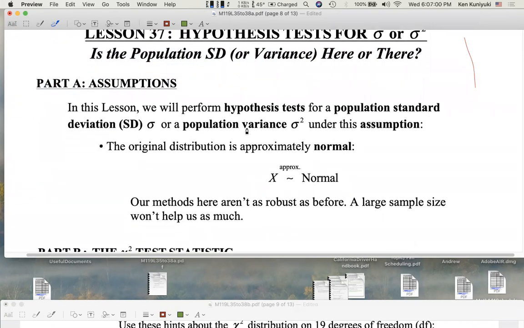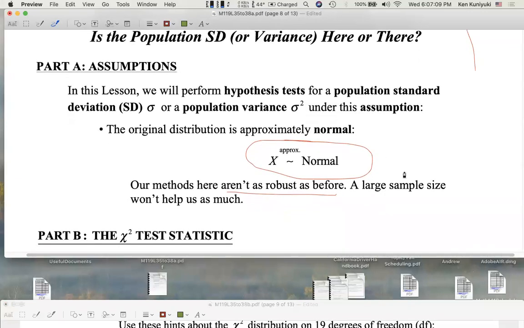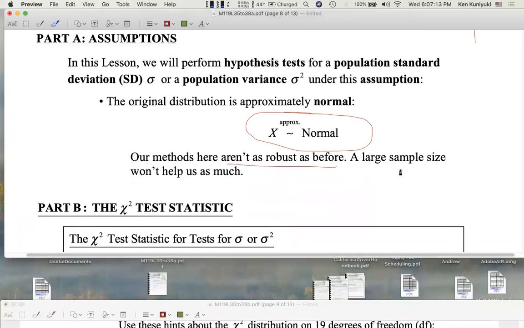Assumptions. Now remember that these tests are not as robust as before, right? We really are assuming normality. We have to assume normality, basically. It's not quite the CLT stuff we did before, even with large sample sizes.